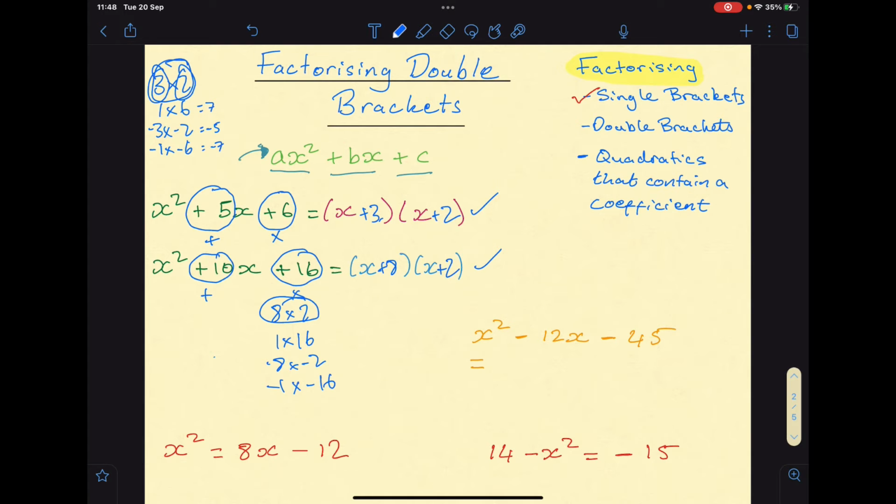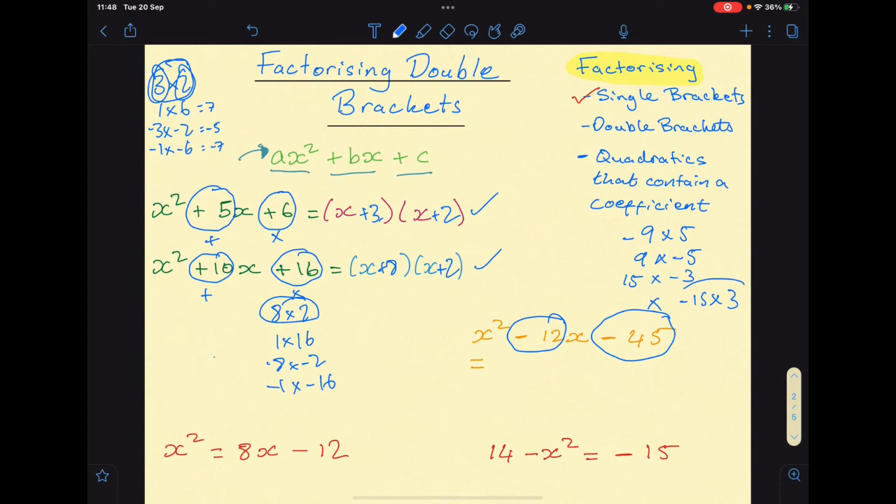Okay, now let's try one with negatives. So again, what multiplies to give me negative 45? So that would be minus 9 times 5, 9 times minus 5, 15 times minus 3, and minus 15 times 3. Now find the one that adds up to my middle number, negative 12. That would be this one.